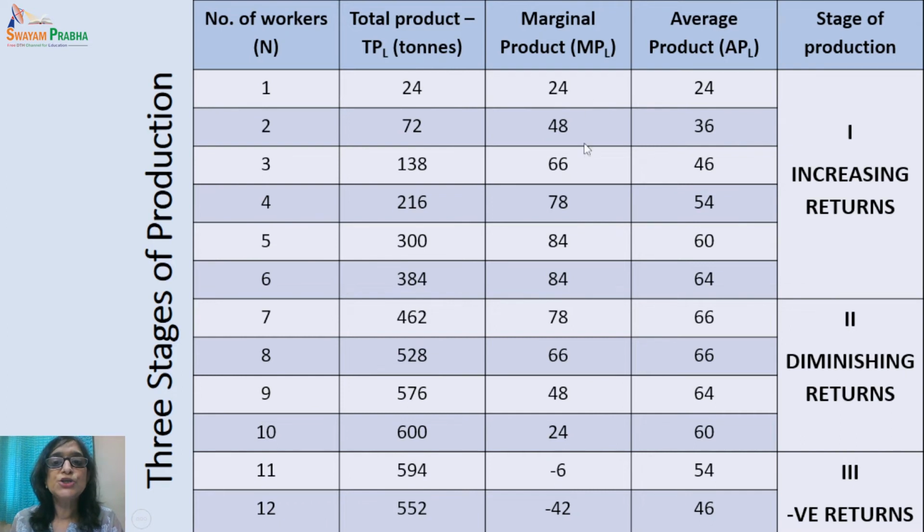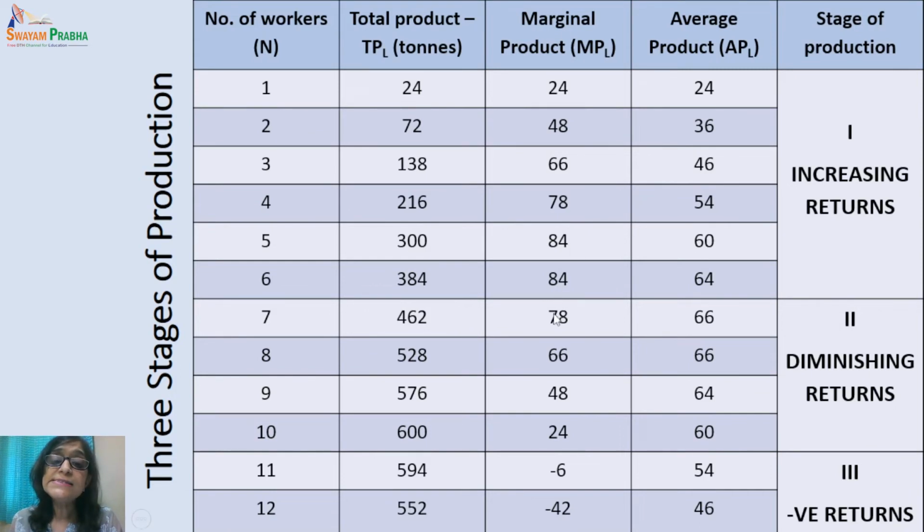Similarly, you see the marginal product. Every new person coming in is adding more and more. First person, 24 was the marginal product. You employ the second worker, how much output has he added? 48. You employ the third person, how much output has he added? 66. You employ the fourth person, how much has he added? 78. So every new person who is coming in is adding more to your total product, which means your total product is increasing at an increasing rate.